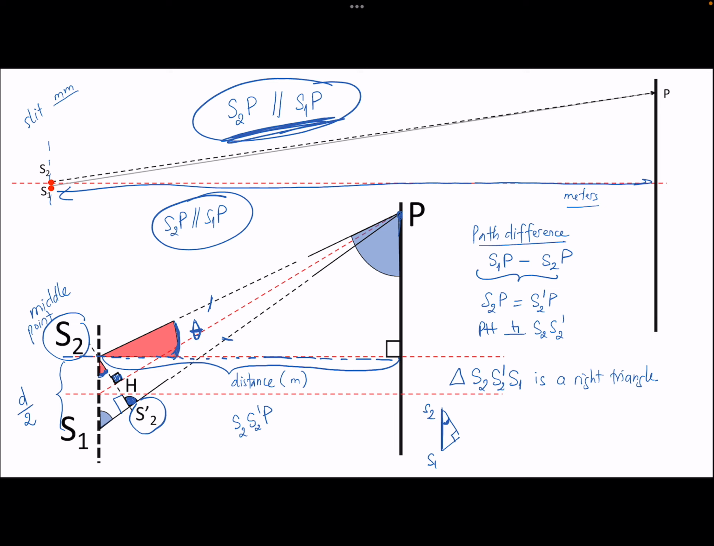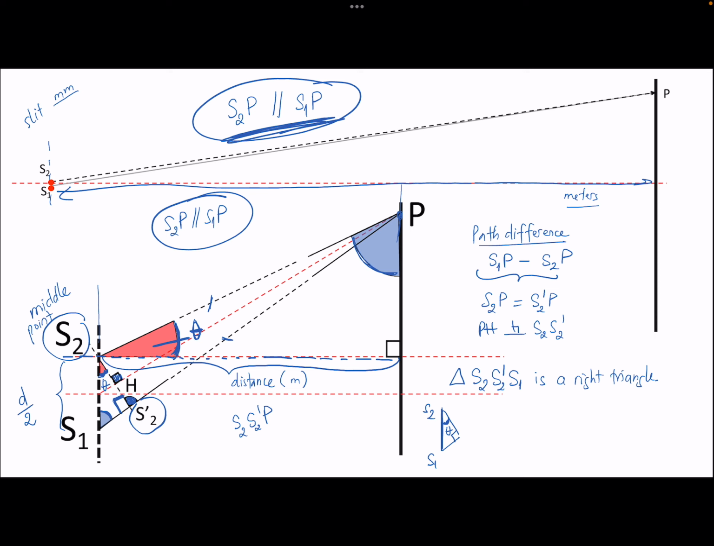Make sense, right? You can see why: this red angle plus the blue angle equals 90 degrees. And because we consider this a right angle, this angle also equals that angle, because the line here and the slit here are parallel to each other. So when you have two angles at this position equal to each other, you get this red angle equal as well. So basically this is theta, and this is theta, you see?